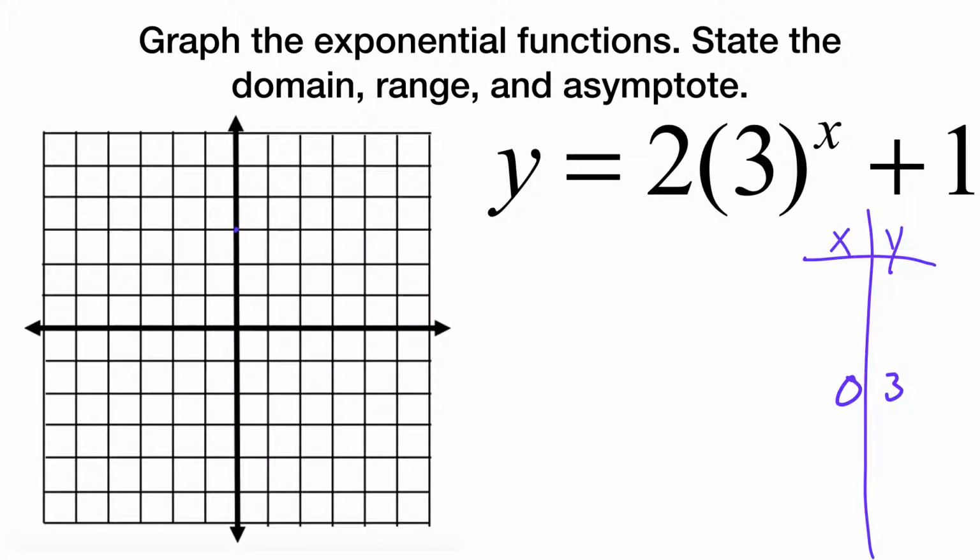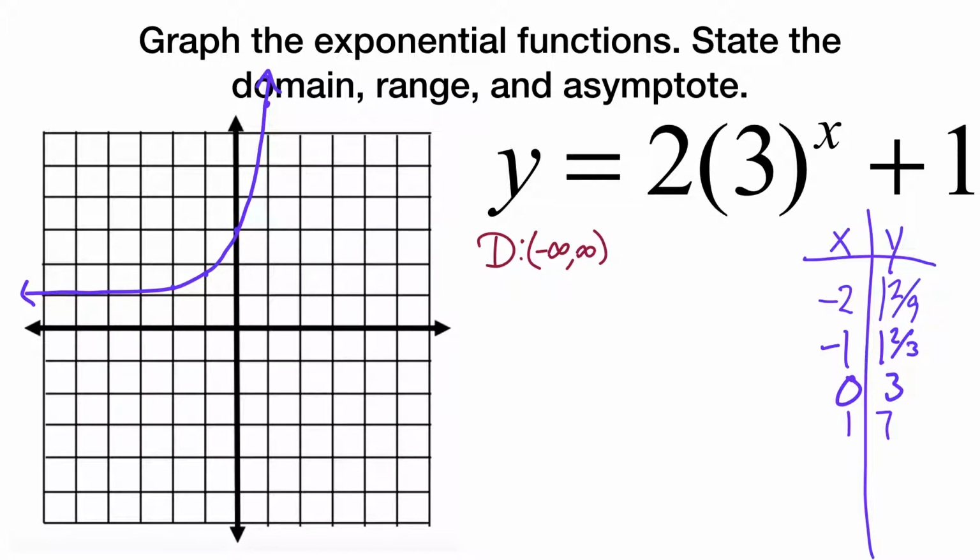If I say 2 times 3 to the first, that becomes 2 times 3 is 6, plus 1 is 7. So at 1, it's 7. I've already gone above my graph. So now I'm just going to go to negatives. 3 to the negative 1 is 1/3, times 2 is 2/3, plus 1 is 1 2/3. And then negative 2 is 1 2/9. And there's our graph. Now, the fact that it's times 2 won't affect domain or range. But what will be affected is the fact that we went up 1. It will make our range be 1 to infinity. And our asymptote will be y = 1.